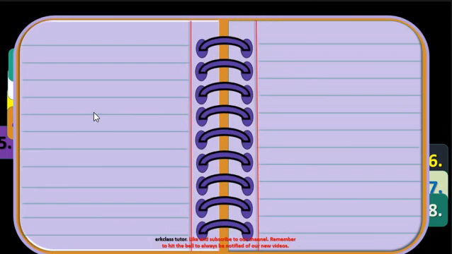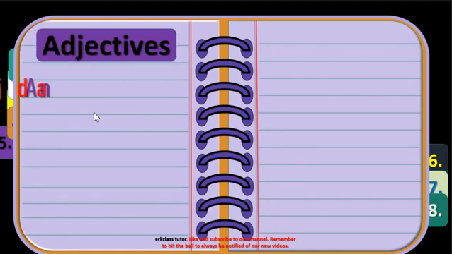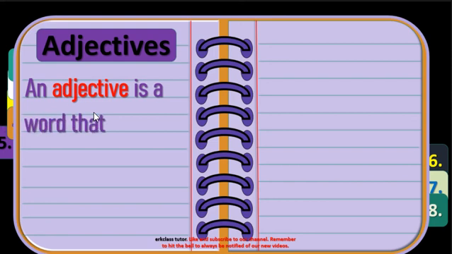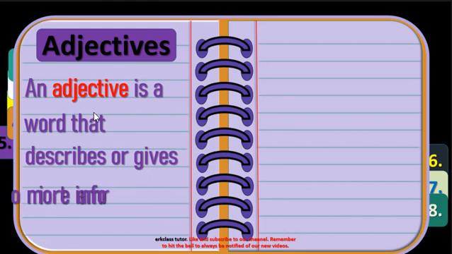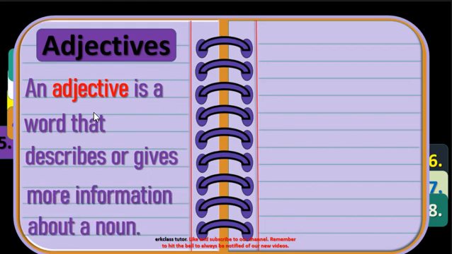Now you know. Our next group are the adjectives. What is an adjective? An adjective is a word that describes or gives more information about a noun.